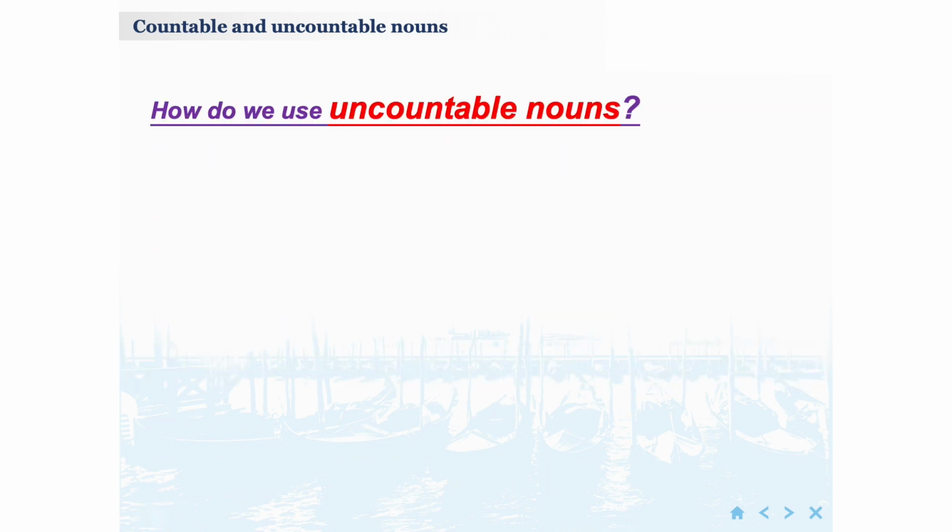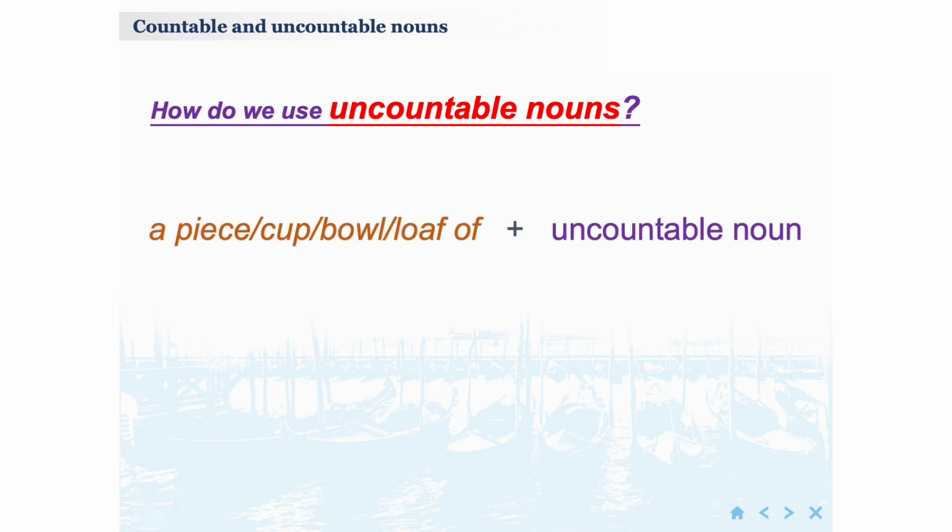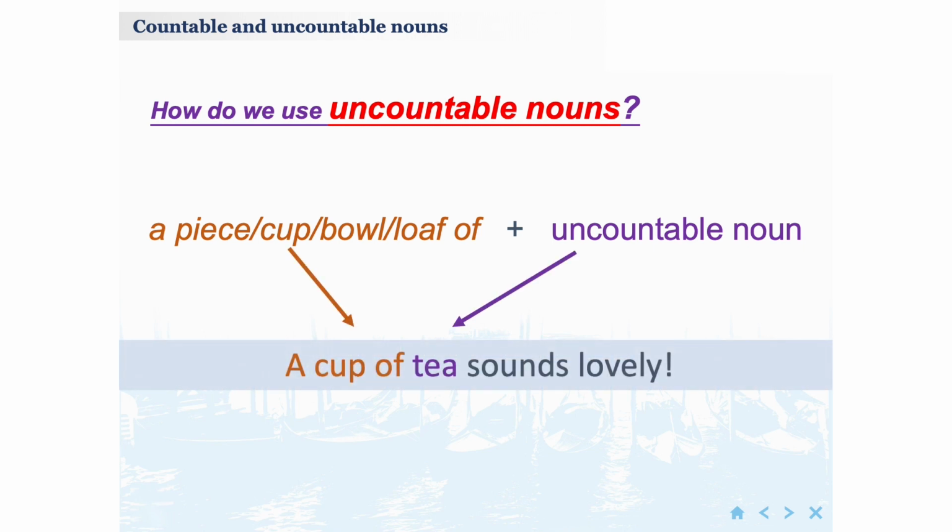Now that we have learnt about countable nouns, let's take a look at uncountable nouns. Unlike countable nouns, uncountable nouns do not have a singular or plural form. They only have one form. To quantify uncountable nouns, we usually use phrases like a piece, cup, bowl, or loaf of before the uncountable noun. Here is an example. A cup of tea sounds lovely. Tea is an uncountable noun, so we have to use the phrase a cup of before it.